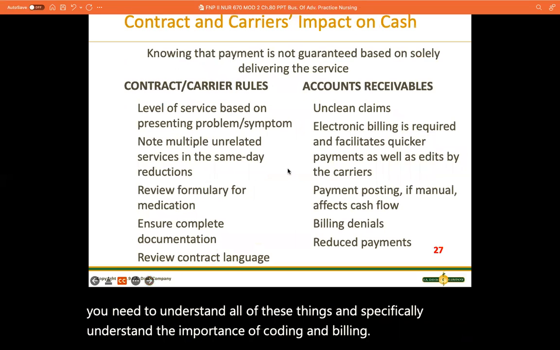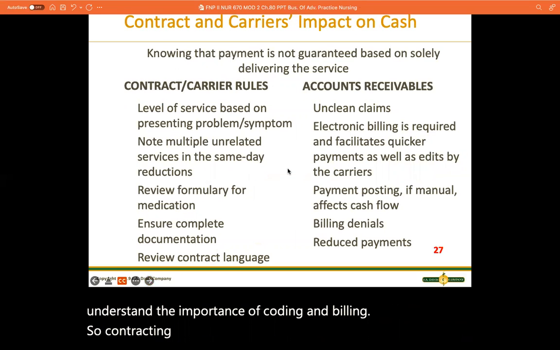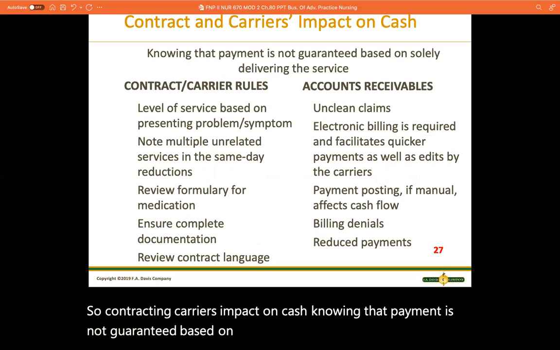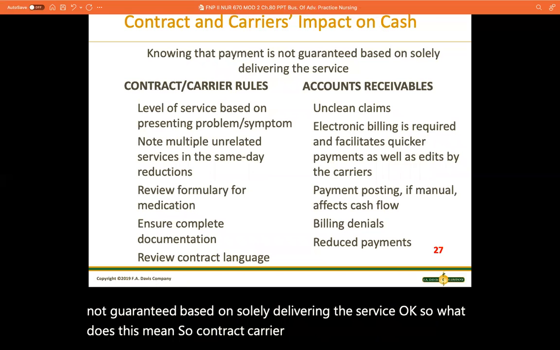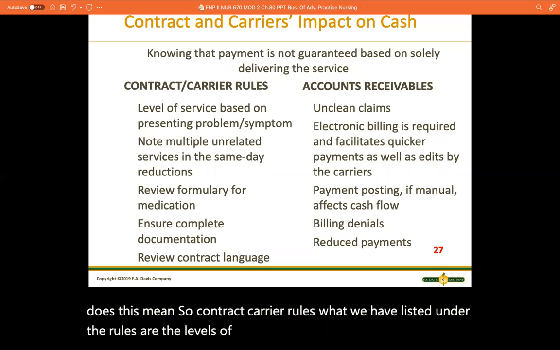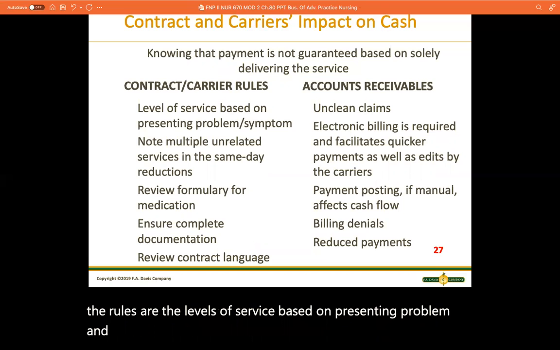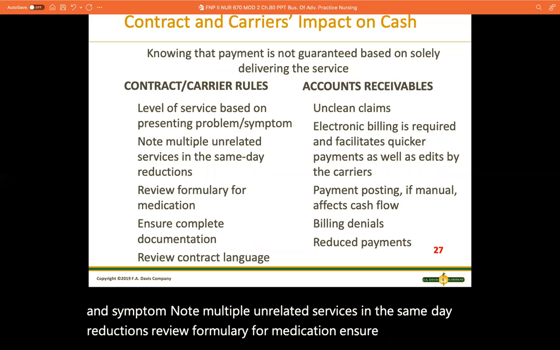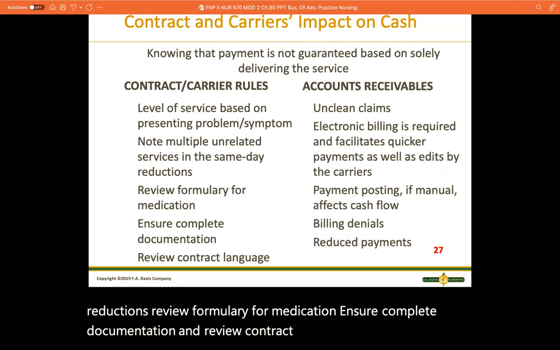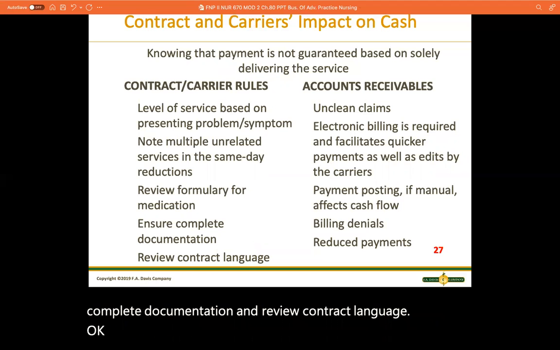Okay, so contract and carriers' impact on cash. Knowing that payment is not guaranteed based solely on delivering the service. Okay, so what does this mean? So contract carrier rules. What we have listed under the rules are the levels of service based on presenting problem and symptom. Note multiple unrelated services in the same day reductions. Review formulary for medication, ensure complete documentation, and review contract language. Okay, and then accounts receivables, things to consider are unclean claims.